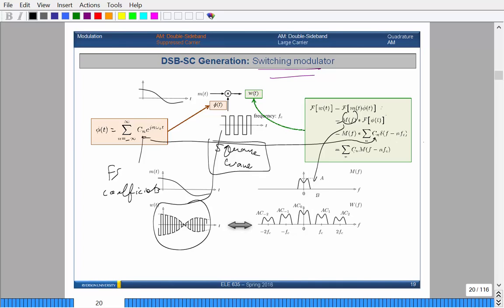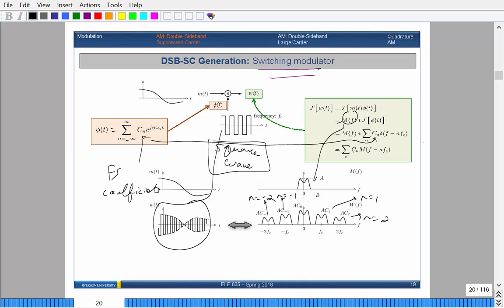So the A would be the maximum height of the amplitude for your baseband, and what's happening here is that each of these copies are multiplied by the corresponding Fourier series coefficient for that multiple of the fundamental frequency. So this would be for n equal to 1, this is when n is equal to 2, n is equal to minus 1, minus 2, and so on.